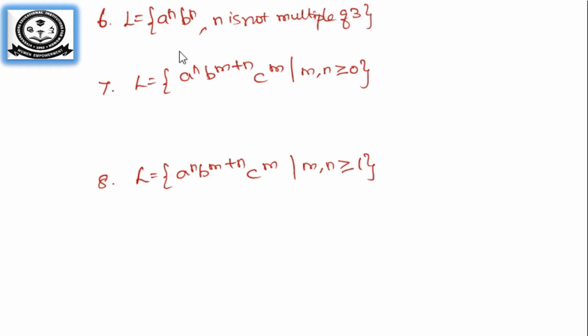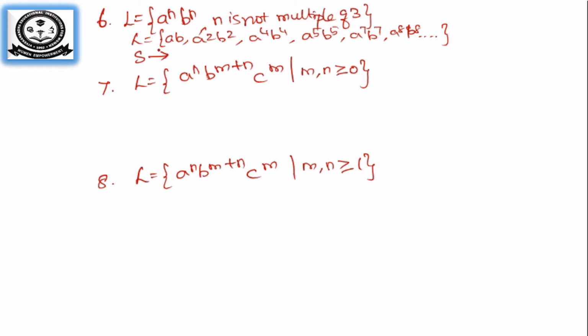Now we will take the same example a^n b^n, where n is not a multiple of 3. What language will be generated here? It's not a multiple, so L is equal to ab, a^2 b^2, a^4 b^4, and a^5 b^5, because 5 is not a multiple. 6 is a multiple, 7 is not a multiple, and 8 is not a multiple, so it goes on. So what can be the rule? There is no epsilon here because 0 is a multiple of 3. So you will have ab.